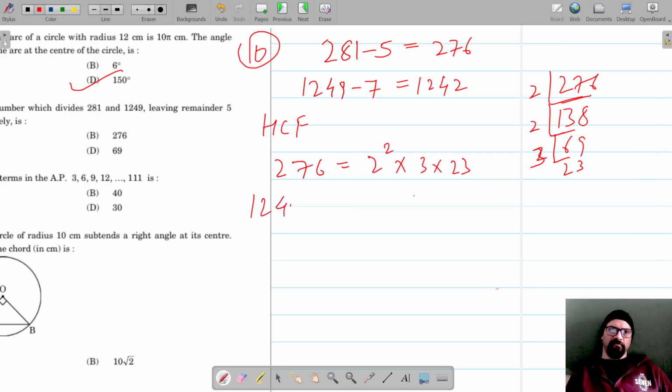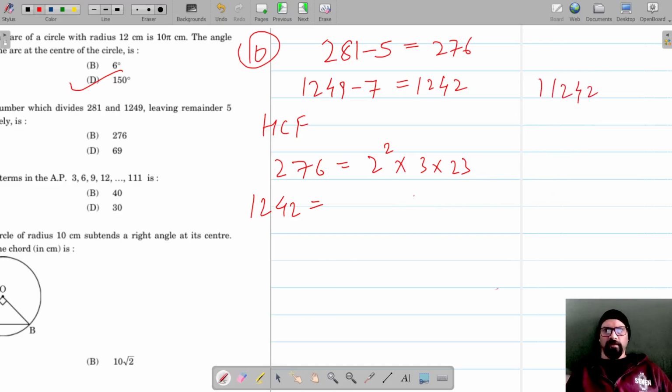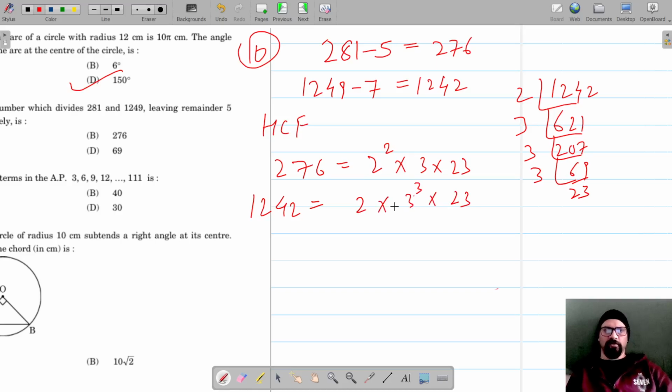And let's factorize 1242. So prime factorization of 1242 gives me 2 into 3 cube into 23.